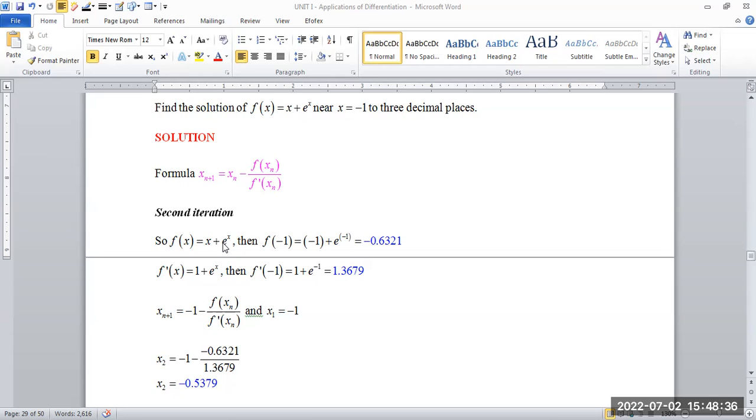E to the -1 is equal to... Hello, somebody. Repeat what you said, sir. What's the value of e raised to the negative first power? 0.3679. All right. Somebody may say, but sir, just subtract 1 from that.